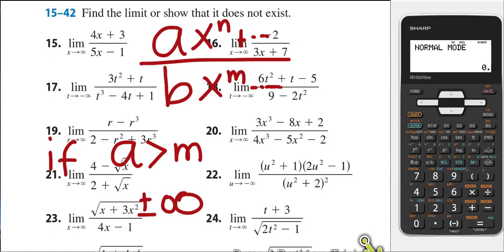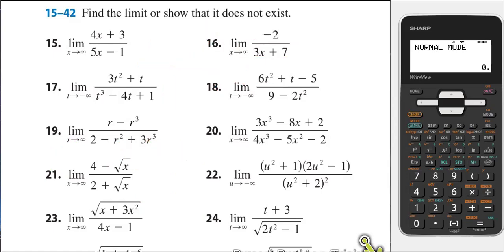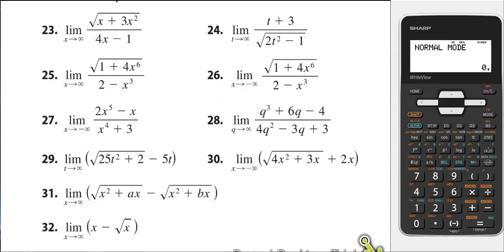Yeah. The top is bigger than the bottom. Therefore, the answer will be plus or minus infinity. If they don't have one, we're going to do one here. Let me check. Do we have any power that is bigger at the top compared to the bottom? We don't see it.